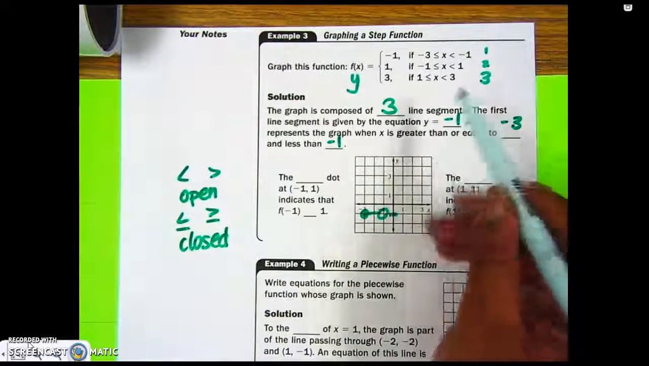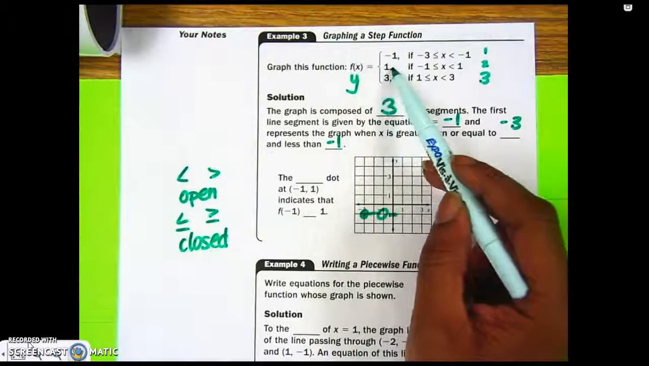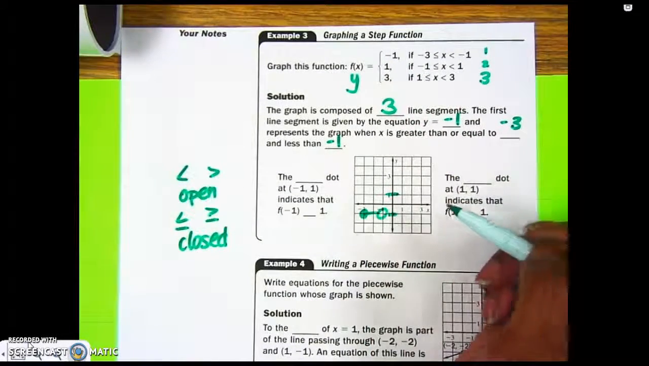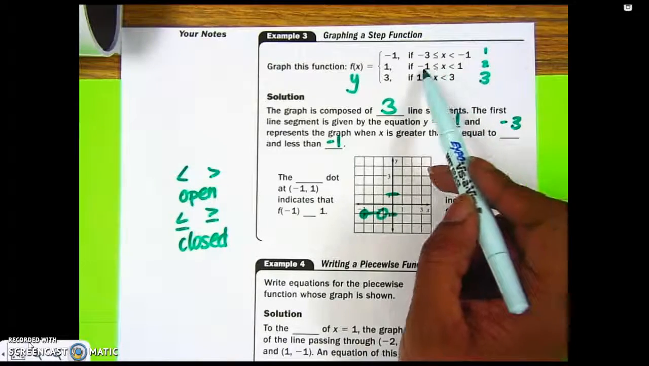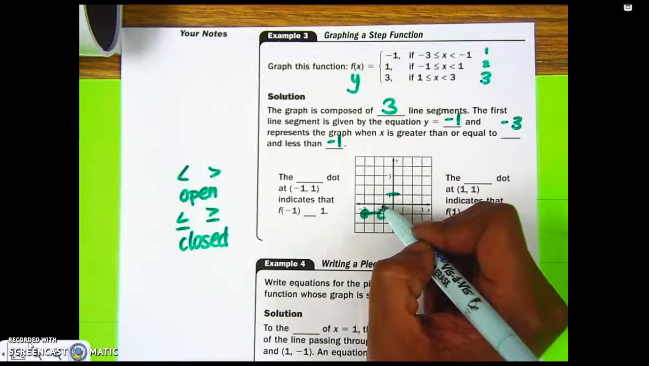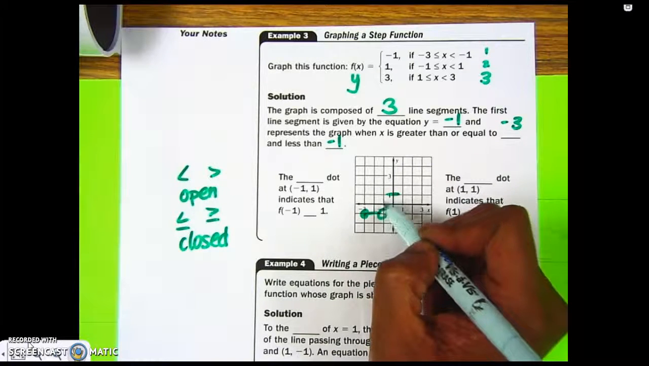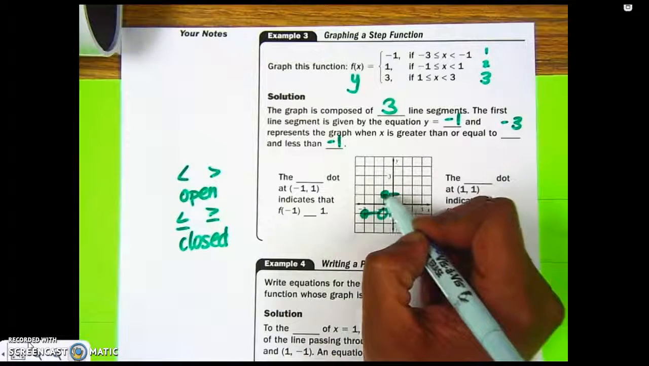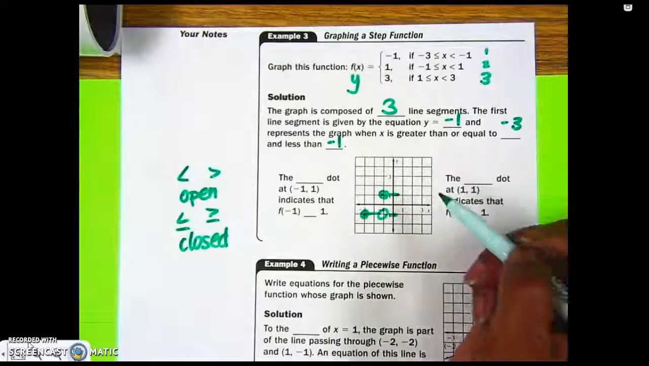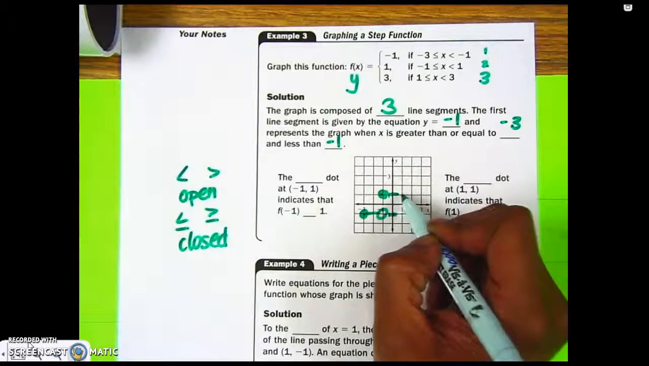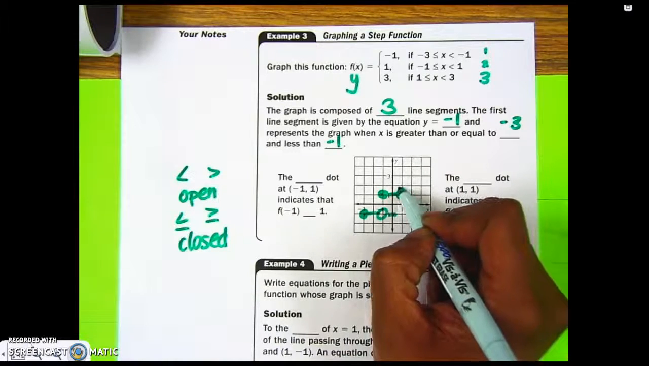All right, so the next part of the line segment is where y equals 1. So I'm going to go up to where y equals 1, make a little placeholder here, and then the domain is between -1 and 1. So I'm going on the x-axis where x is -1. Line that up with my placeholder, and since x is greater than or equal to -1, I'm going to have a closed dot. All right, and then x is less than 1, so I should have an open dot over 1.